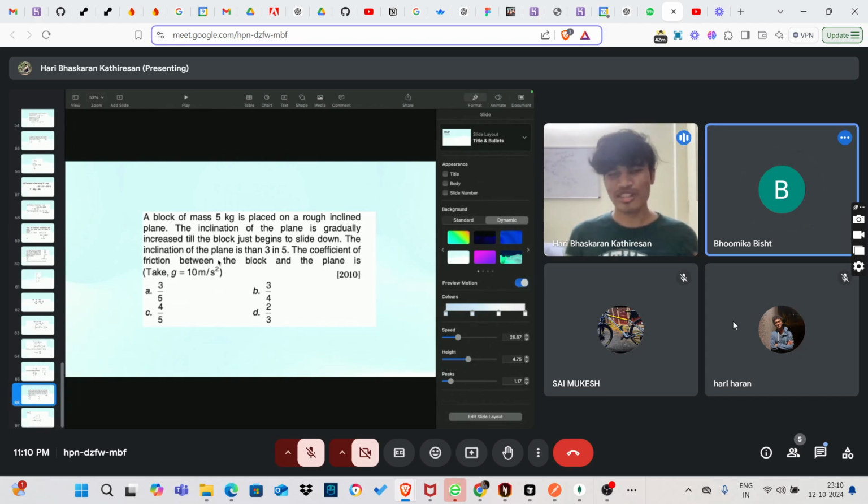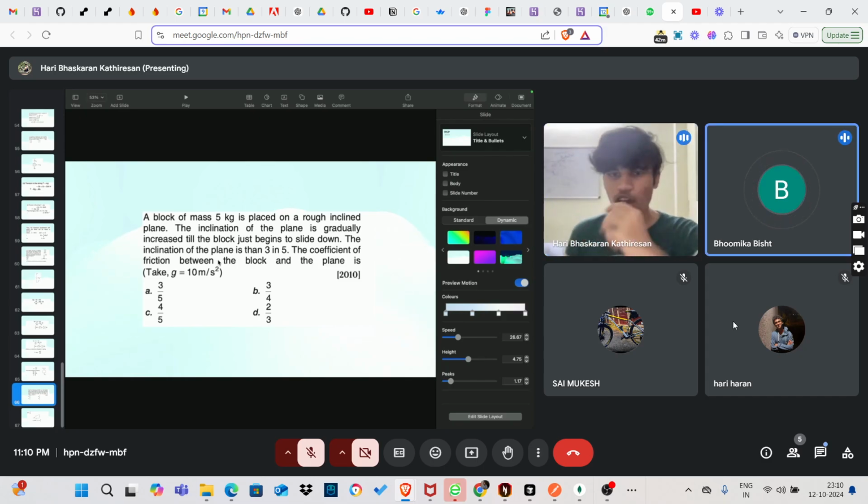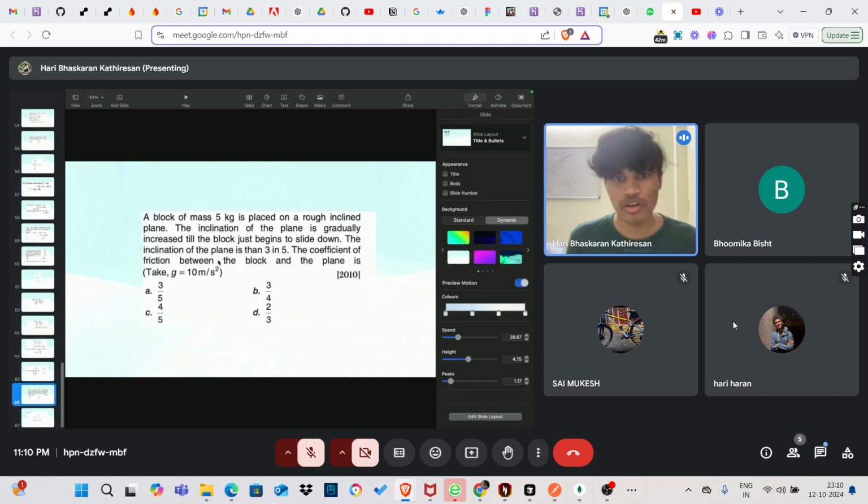Angle of friction is basically the minimum inclination at which a block starts to slide. The minimum angle at which a block starts to slide is called the angle of friction, and the value of the coefficient of friction, mu, is equal to tan theta.